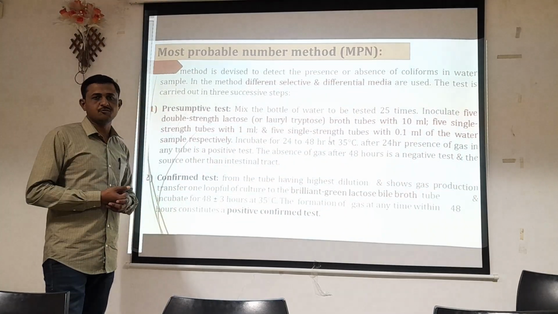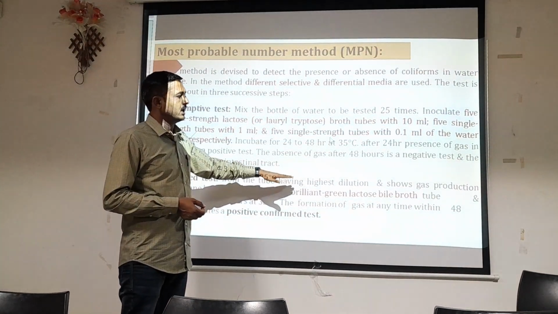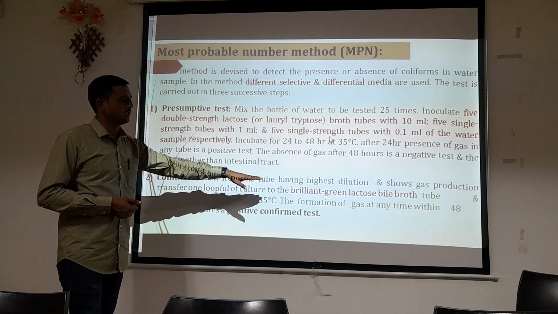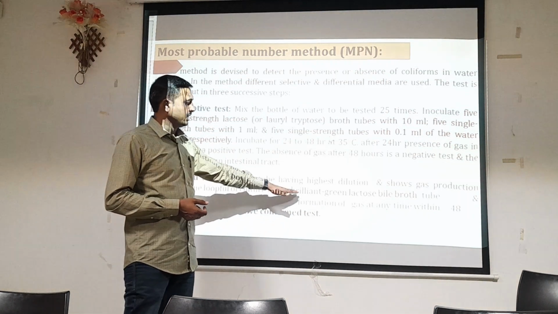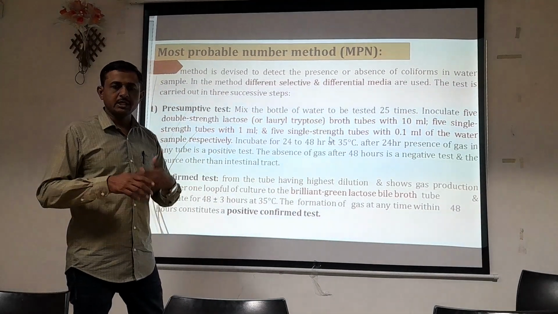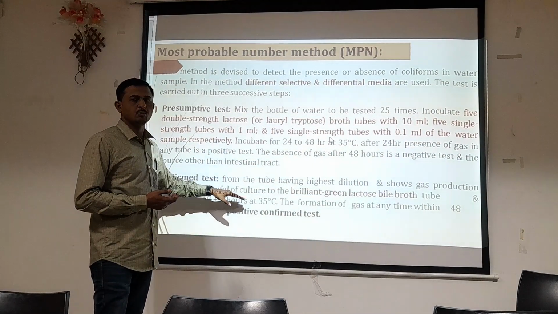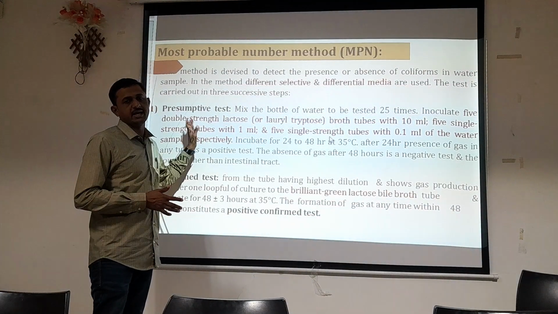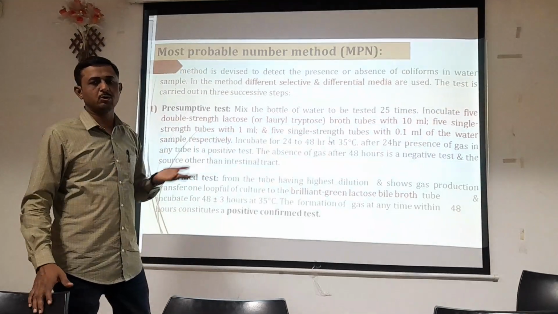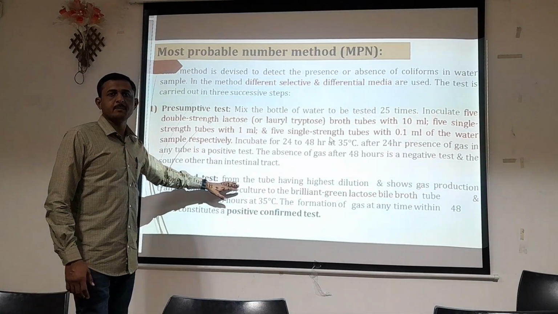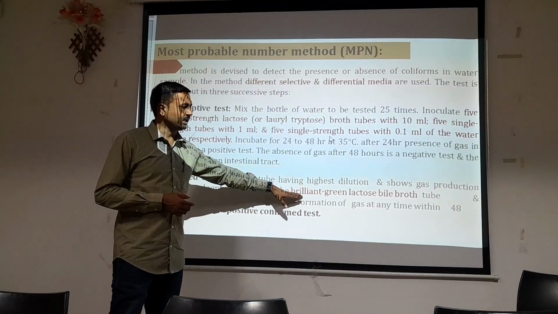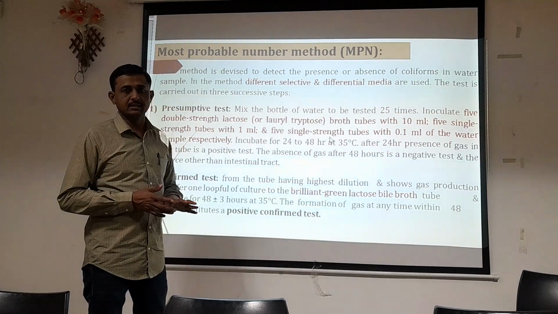Further, the next step is the confirmatory test. Here, from the tube having the highest dilution that shows gas production, transfer one loopful of culture to the BGLB broth, or brilliant green lactose bile broth. In another step, from the positive tube where you observed acid and gas formation, you have to inoculate from the higher concentration tube into BGLB broth medium. Here again it is a liquid medium, which contains brilliant green, lactose and bile salt.